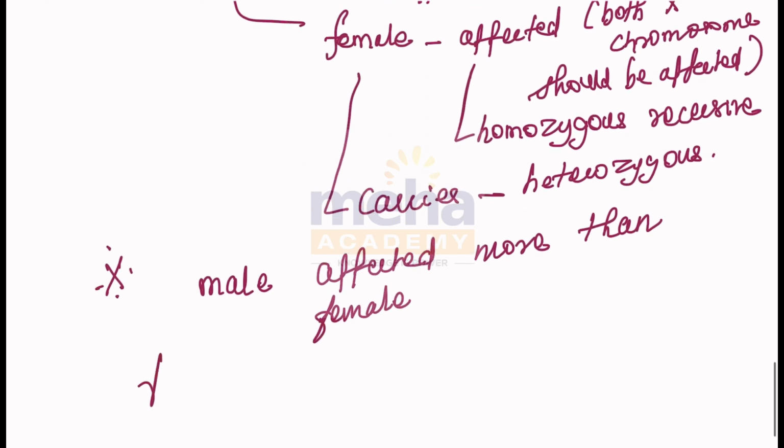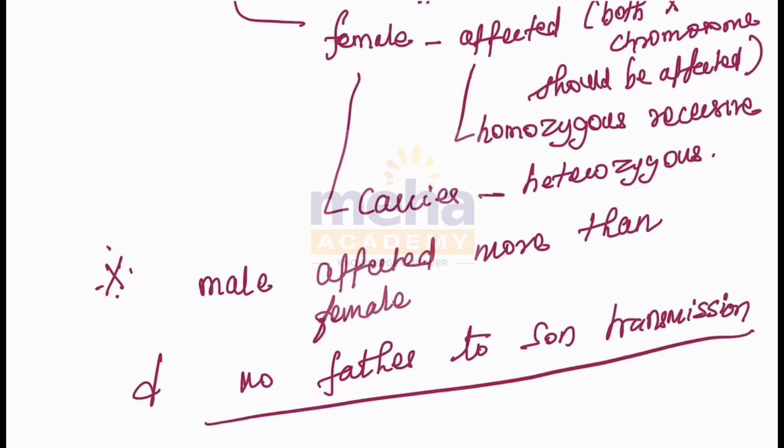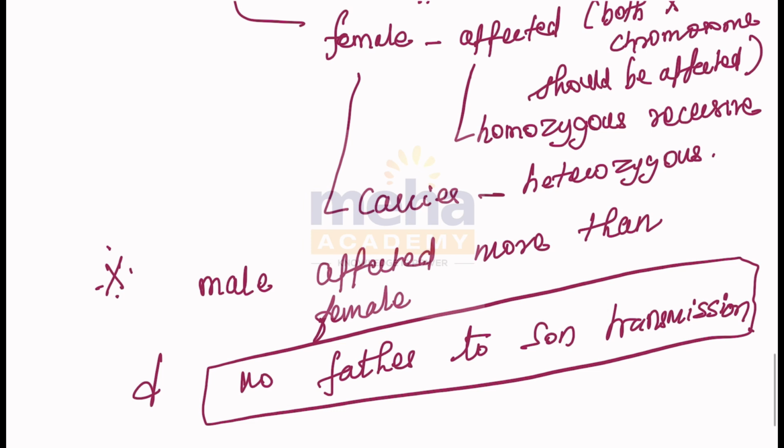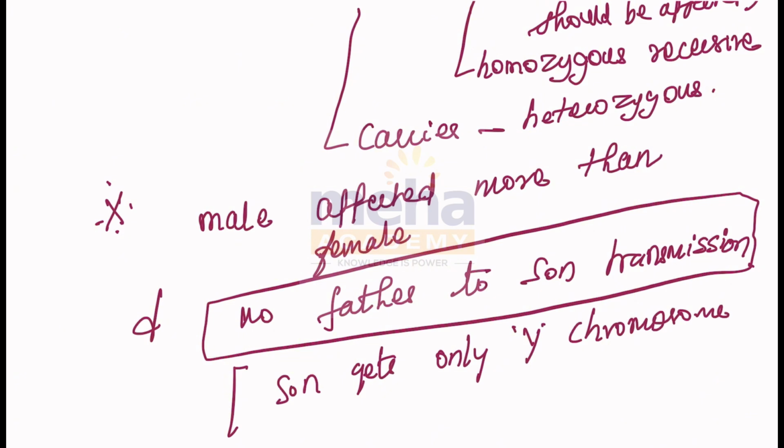And there is no father to son transmission. It is a very important understanding for solving the pedigree chart. So no father to son transmission in the case of sex-linked recessive disorder. A son will not get it because a son gets only the Y chromosome from the father. But here we are saying the X chromosome is affected. That is the reason it is called X-linked recessive disorder.